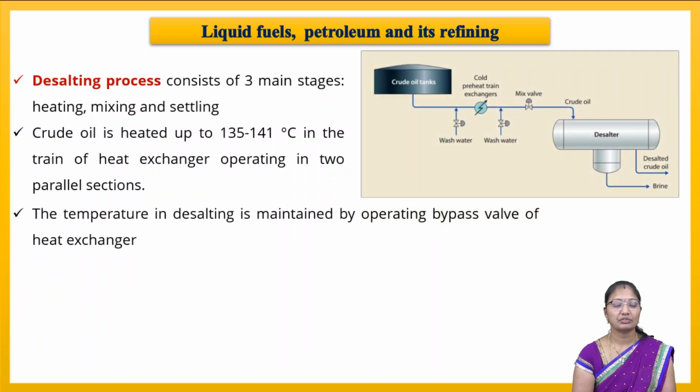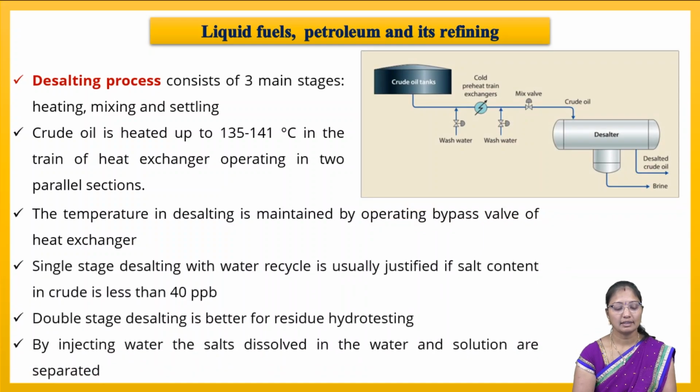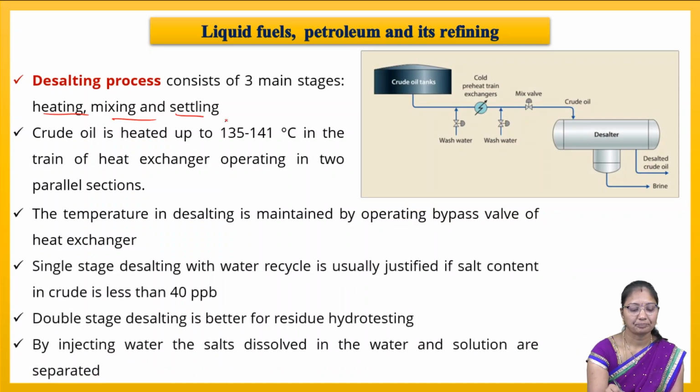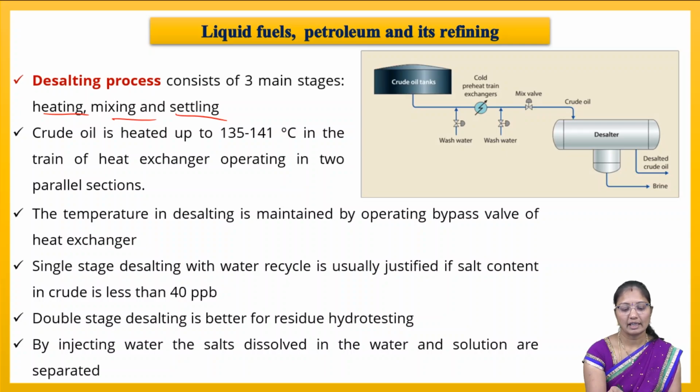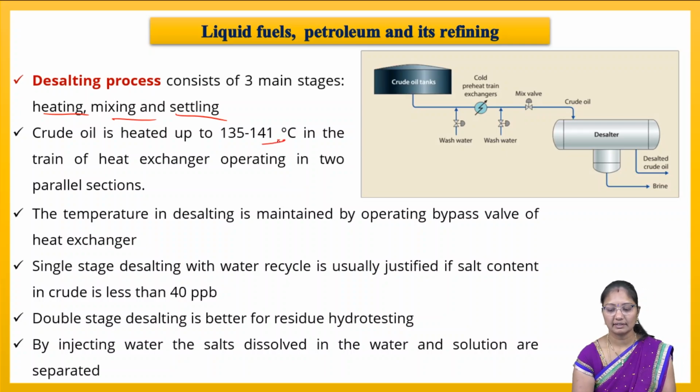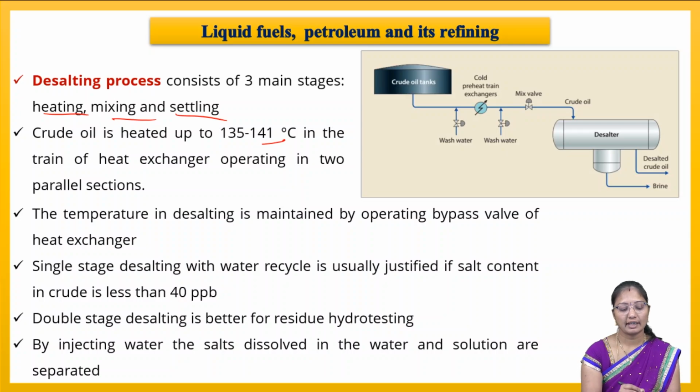It consists of three main stages: heating, mixing and settling. The crude oil first undergoes a heating process at 135 to 141 degrees centigrade in a train of heat exchangers operating in two parallel sections. The temperature of desalting is maintained by operating a bypass valve of a heat exchanger. This single stage desalting with water cycle is usually justified if the salt content is low.